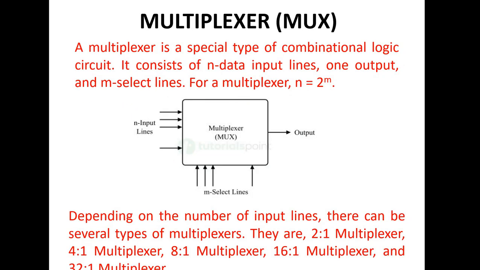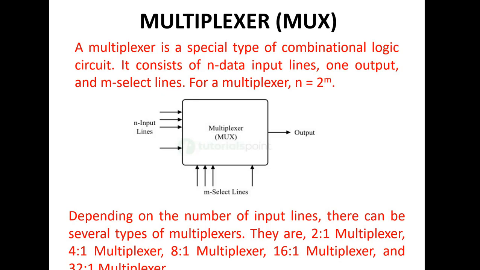Next we'll see multiplexer. Multiplexer is simply denoted as MUX. It is a special type of combinational logic circuit. It consists of n data input lines, 1 output and m select lines, that is n equal to 2 power m. So depending on the number of input lines, several types of multiplexers can be formed. They are 2 cross 1 multiplexer, 4 cross 1 multiplexer, 8 cross 1 multiplexer, 16 cross 1 multiplexer, etc.